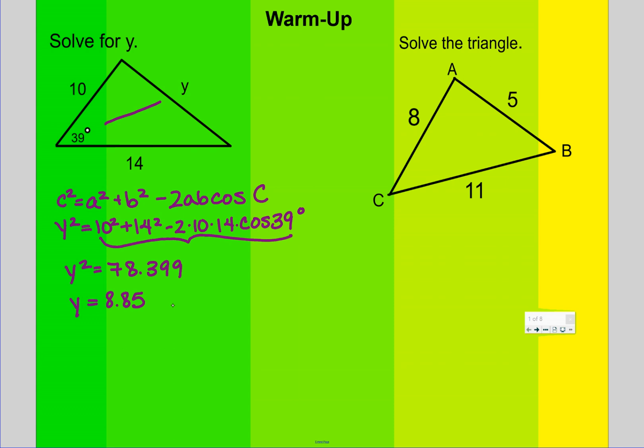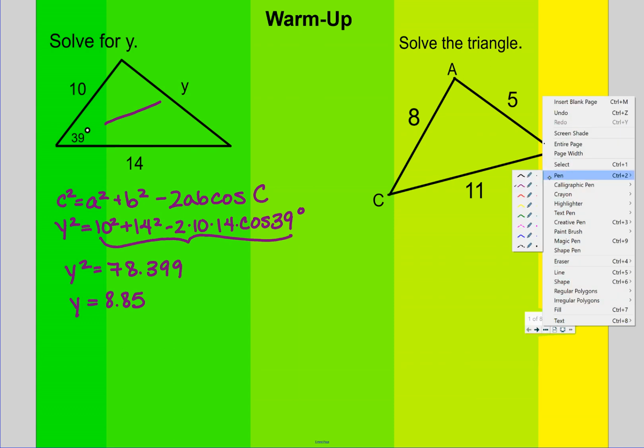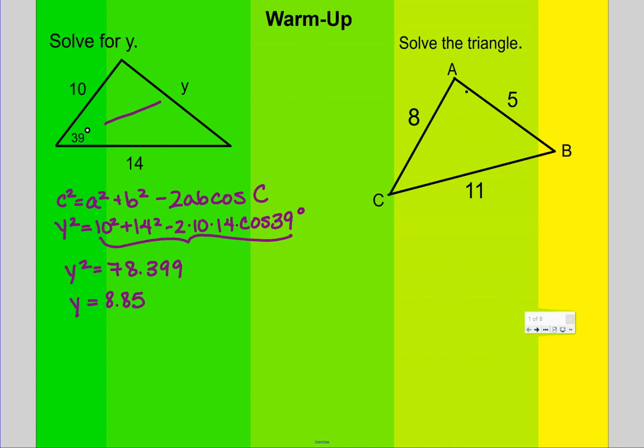Good there? All right. The next one says solve the triangle, which means we have to find every angle that's missing. Doesn't matter which one you pick first. Let's say I want to solve for angle A. Okay. Angle A is opposite what? 11. Okay, side a. So we've got one pair of opposites. We've got two additional side lengths. So what are we using? Law of cosines. You have to have two pairs of opposites for the law of sines.